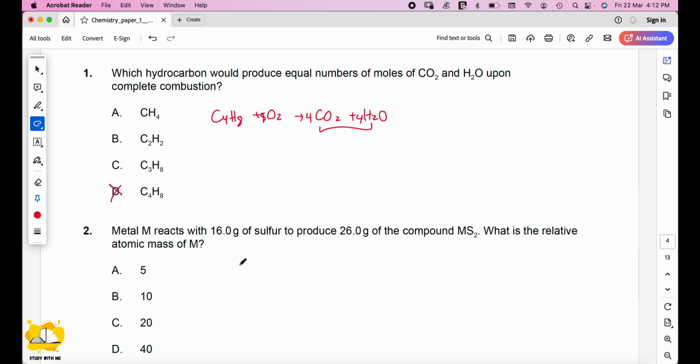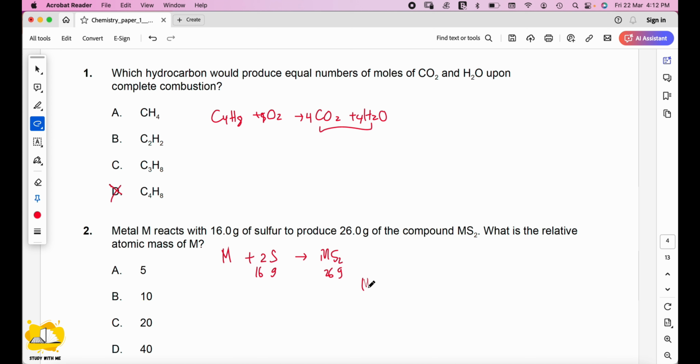And for number 2, metal M reacts with 16 gram of sulfur, producing 26 gram of the compound MS2. So what is the relative atomic mass of M? We need to write the chemical equation first. So M will react with sulfur, producing MS2. Sulfur should have a coefficient of 2, because otherwise it's not balanced. So the mass of sulfur is 16 gram and the mass of MS2 is 26 gram.